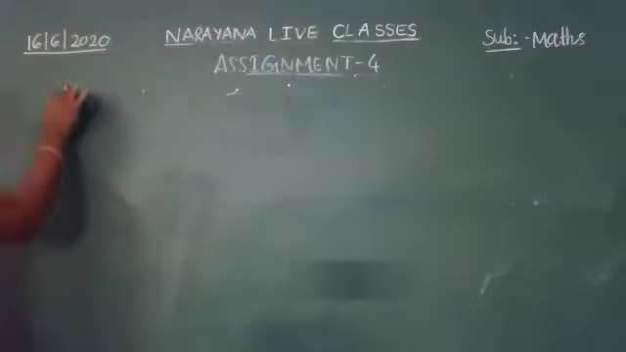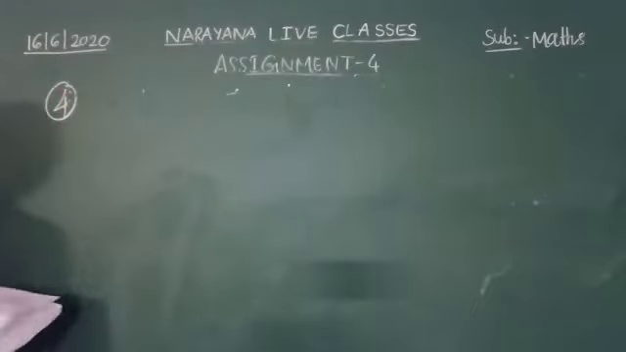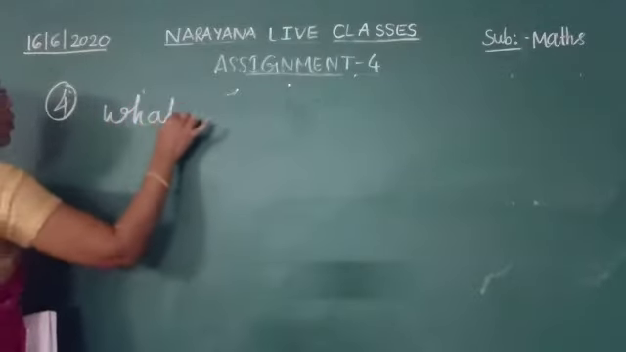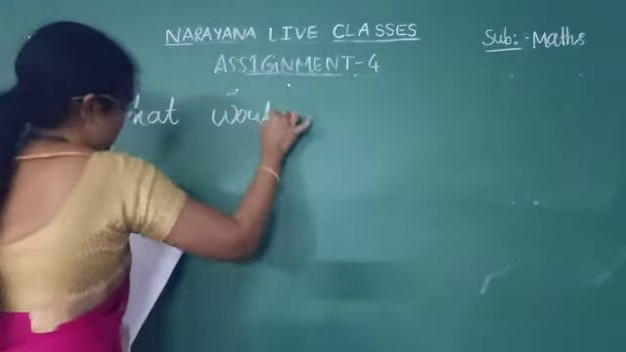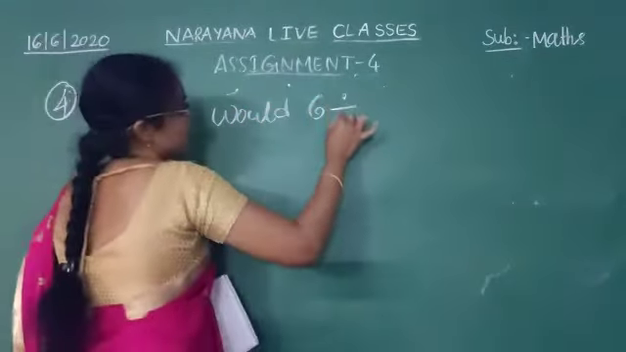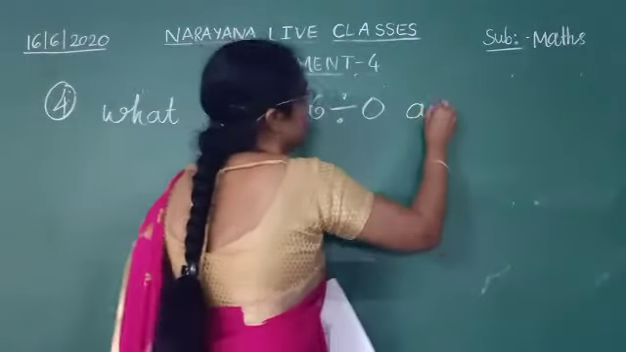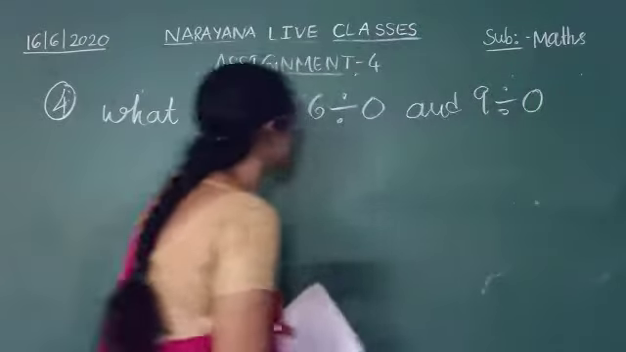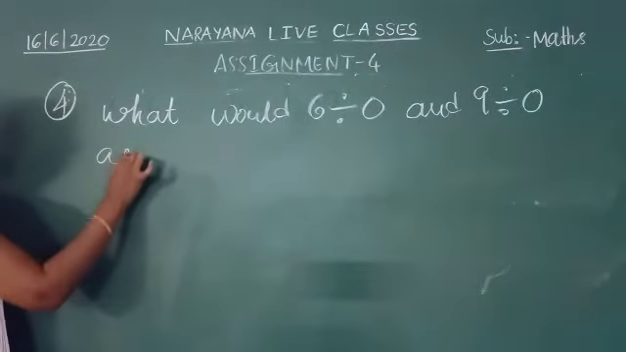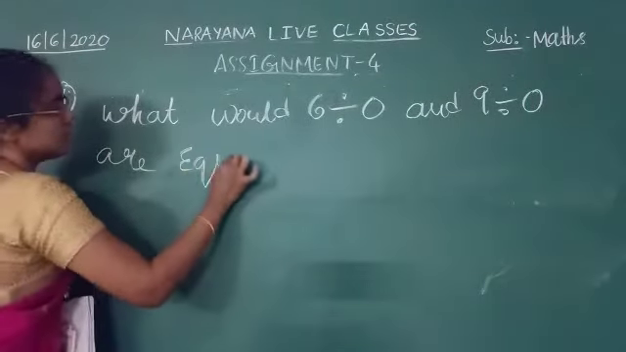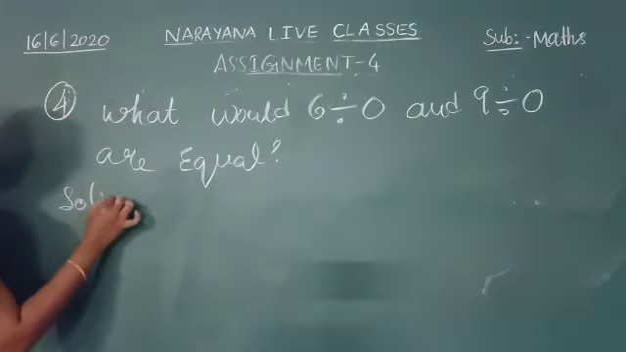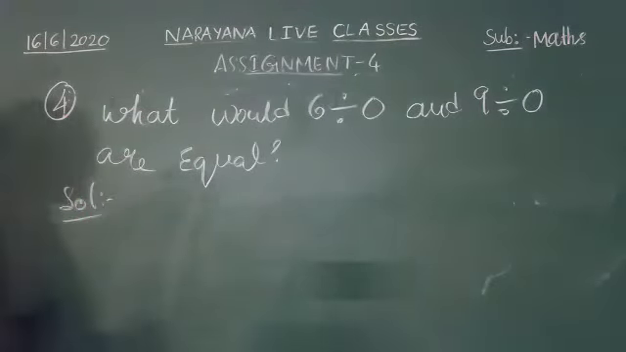And the fourth one is: are 6 divided by 0 and 9 divided by 0 equal? Are these two equal? They are asking whether 6 division by 0 and 9 division by 0 are equal or not.